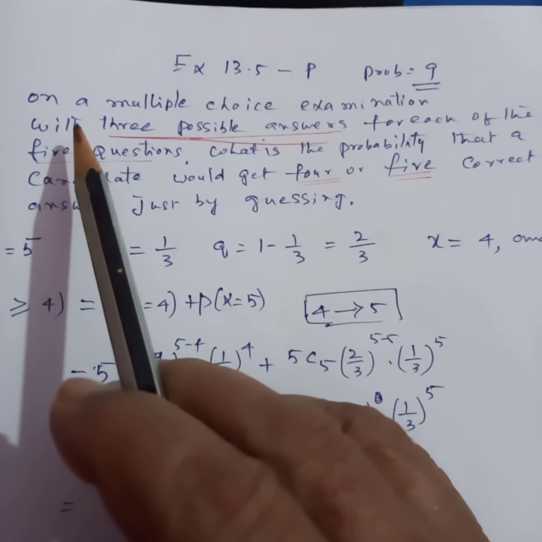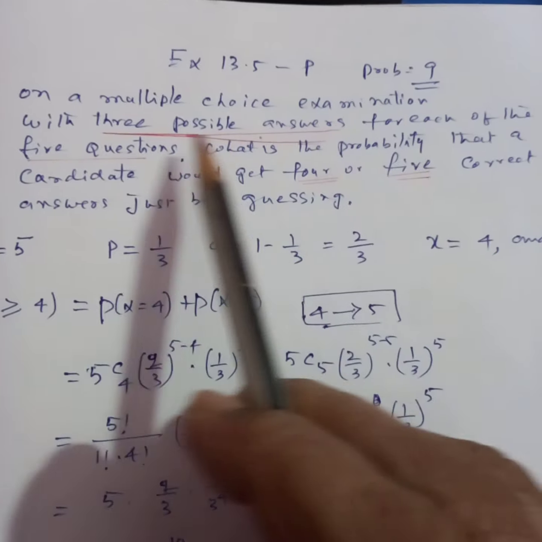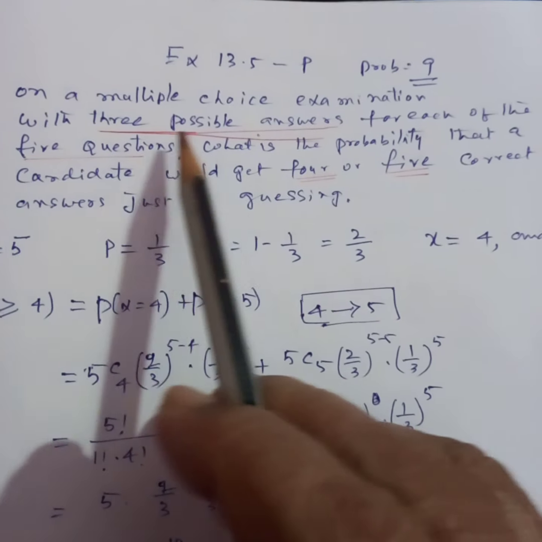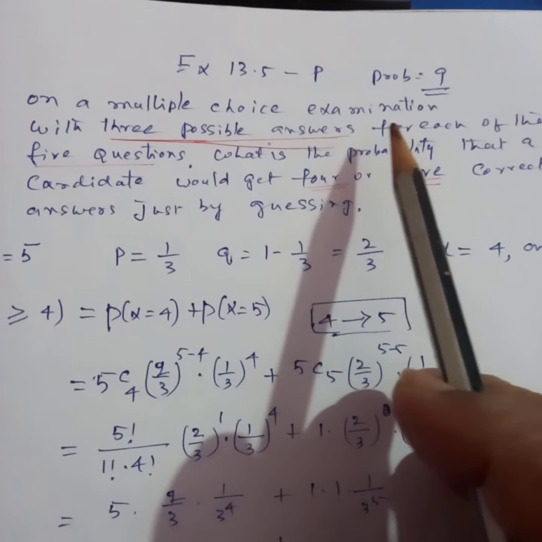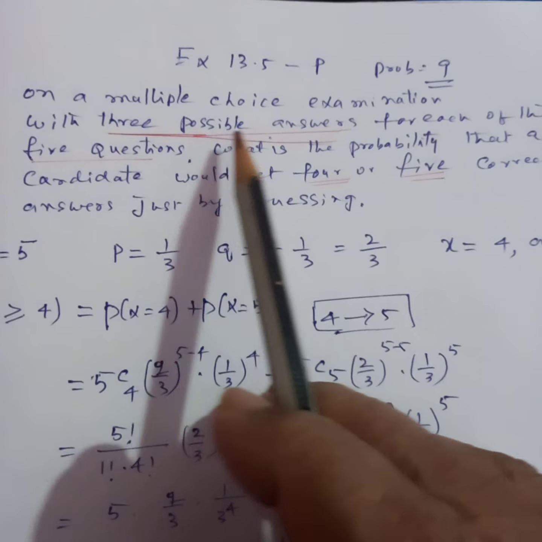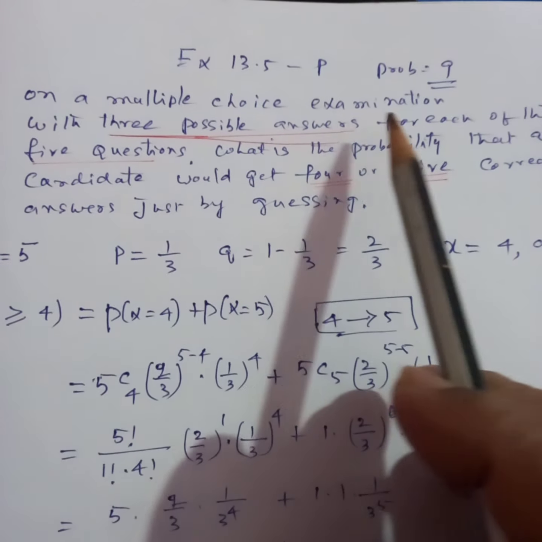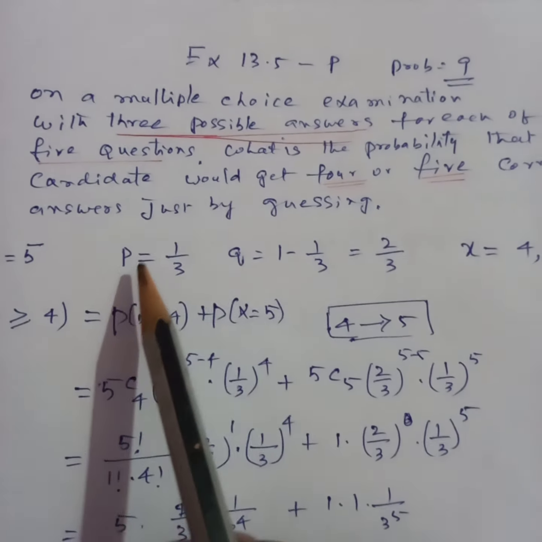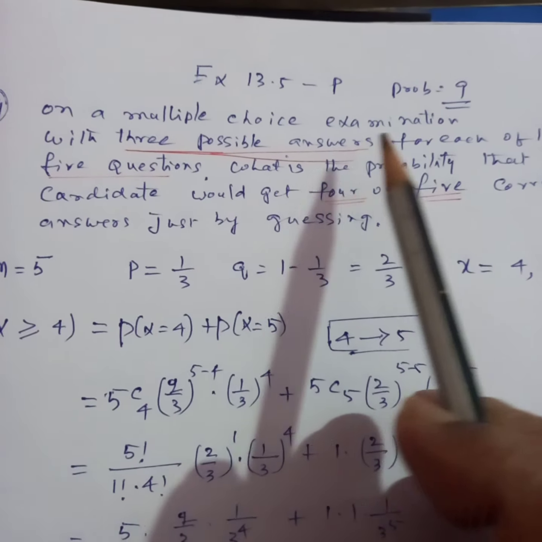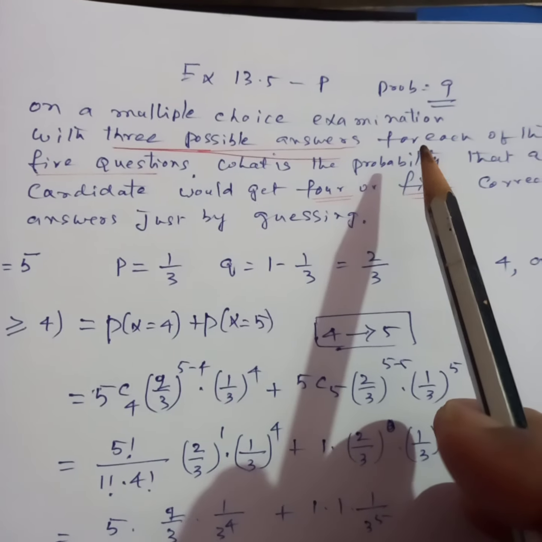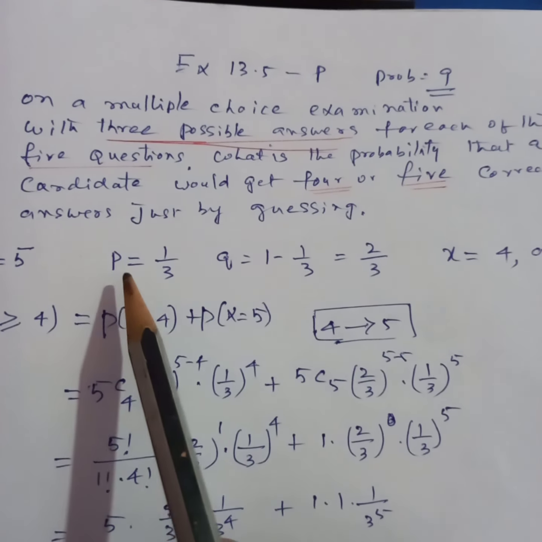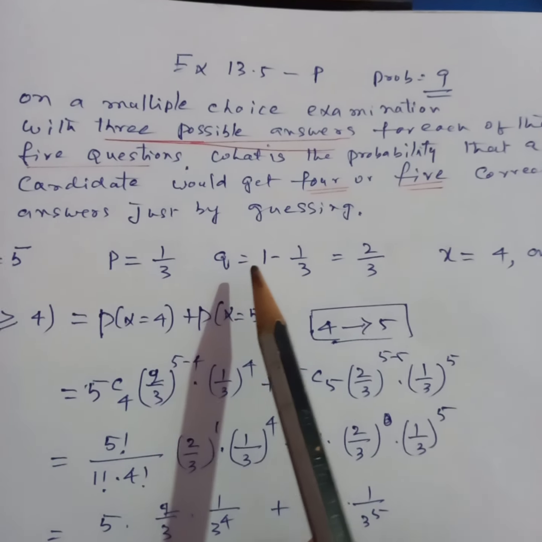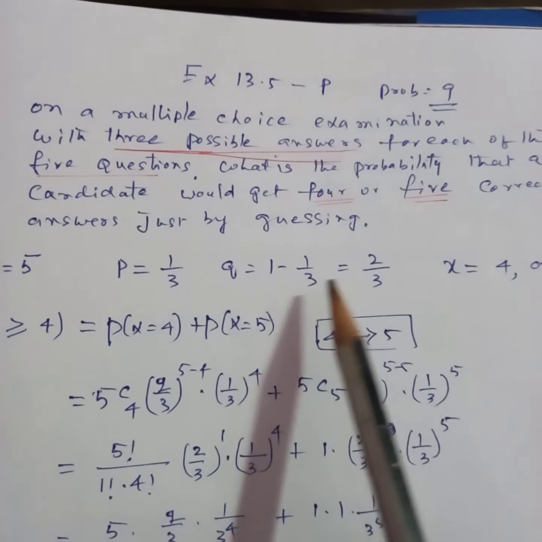Now, look here. On a multiple choice examination, there are only 3 possible answers, and among these 3 possibilities there is only one correct answer. So the probability of getting the correct answer is 1 by 3, because one answer is correct and there are 3 possible answers. Again, the probability of not getting the correct answer, that is Q, is equal to 1 minus 1 by 3. That will be 2 by 3.